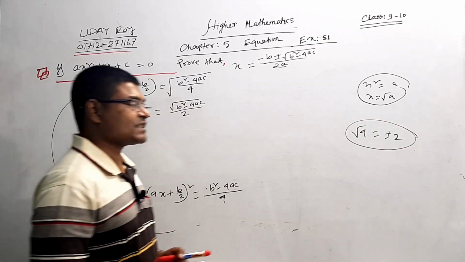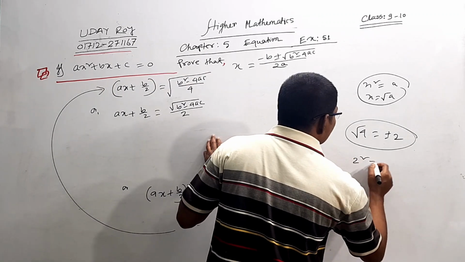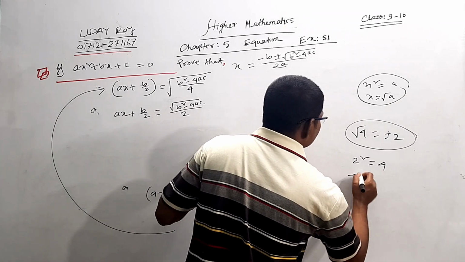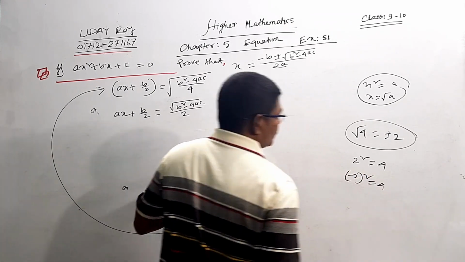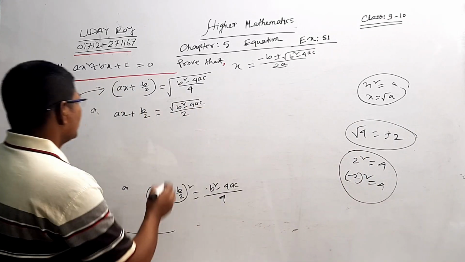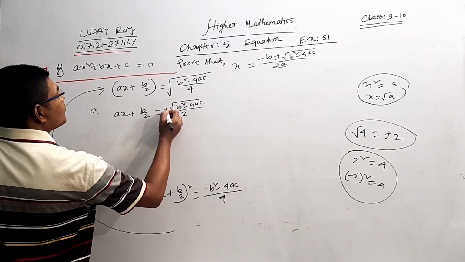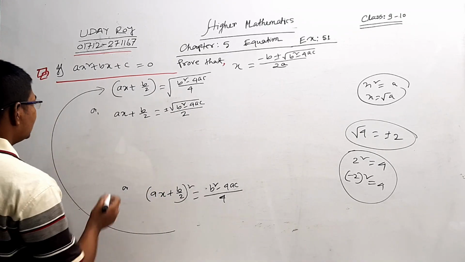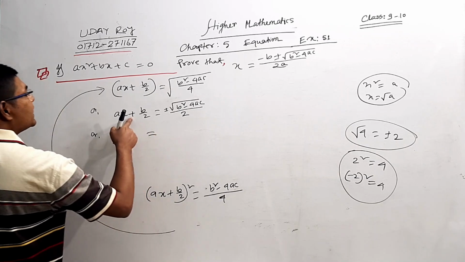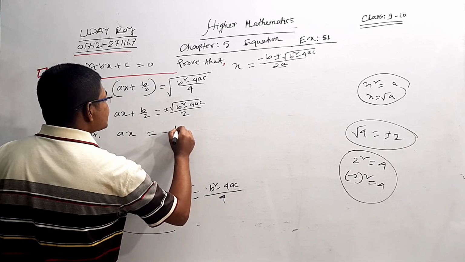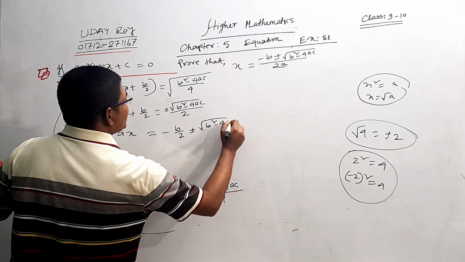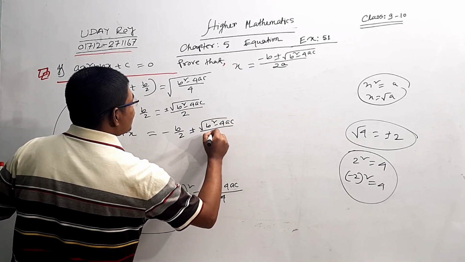Why can we write plus minus 2? Because 2 square equal to 4, and minus 2 whole square equal to 4. So we don't know the root. For this reason we have to use plus minus. Okay, so x equal to, here is plus, so it will be minus b by 2 plus minus square root of b square minus 4ac divided by 2.